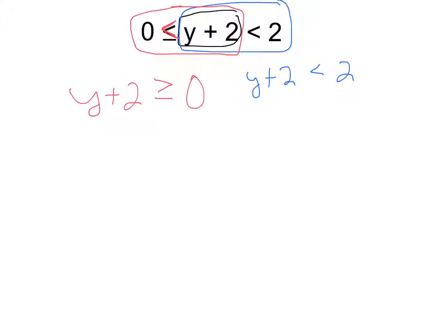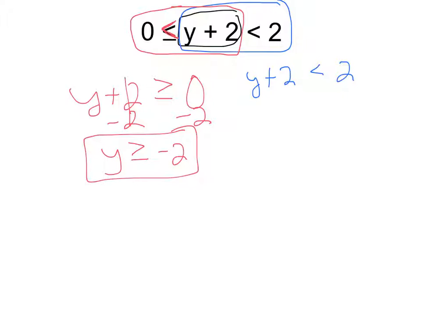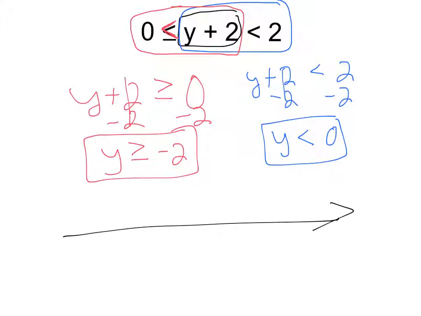Now, we need to get y by itself, so we need to actually solve this. Well, all we need to do to solve this is subtract 2 to both sides. So y is greater than or equal to -2. There's one inequality. And subtract 2 to both sides. Y is less than, well, 2 minus 2 is 0. There's your second inequality. Now we need to graph. Okay? There's 0 in the middle. -2 is over here. It's going to be a closed circle because it's greater than or equal to.